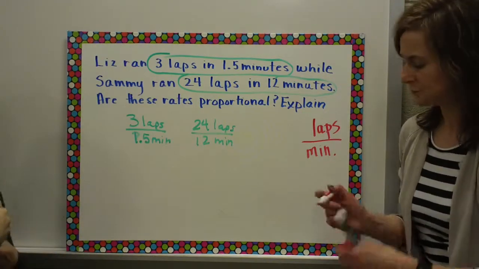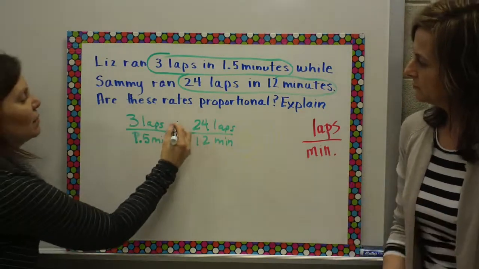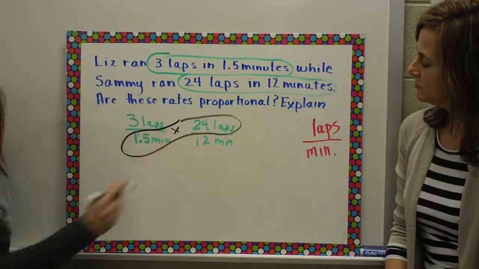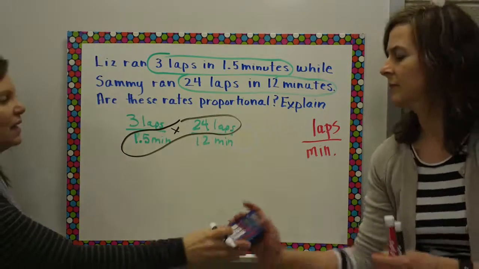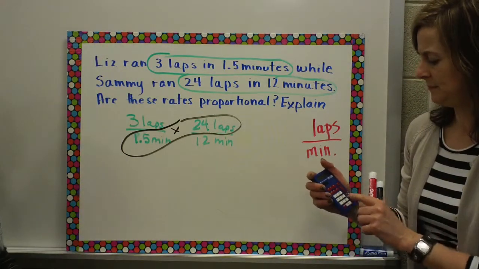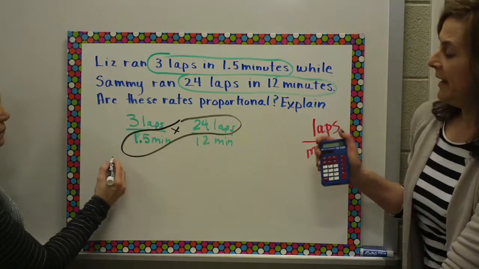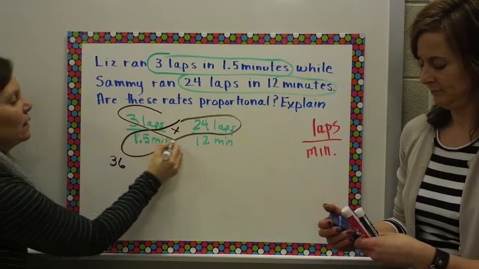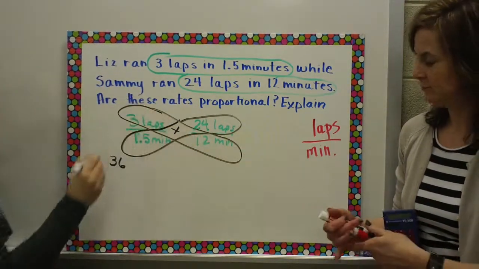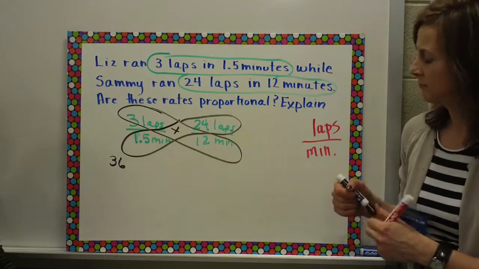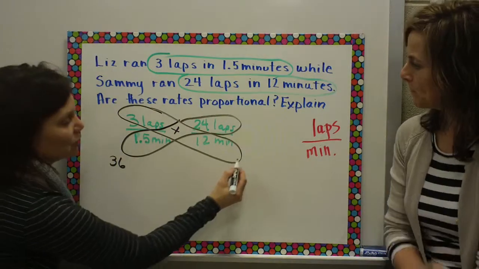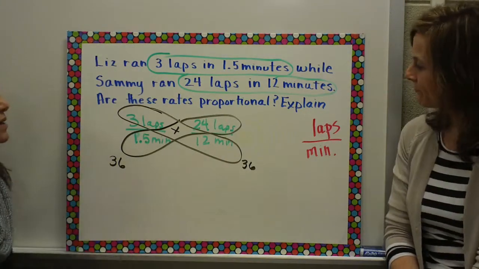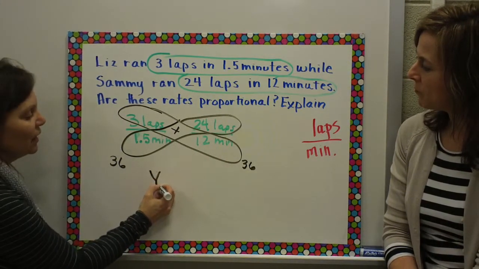All right. So circling our cross products, I'm going to begin here. I'm going to put my multiplication sign in. I'm going to hand Mrs. Armentrout the calculator. All right, we've got this covered. And it's 36. In the opposite diagonal, I have 3 times 12, which we don't need a calculator for that one. I know 12 times 3 is 36. So I notice that both of these products are the same. So are they proportional? Yes.